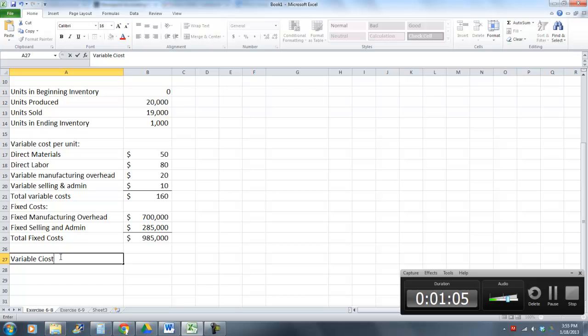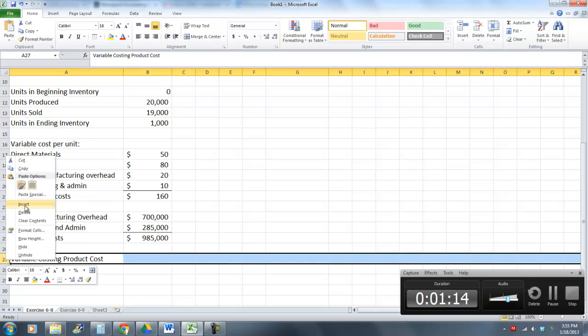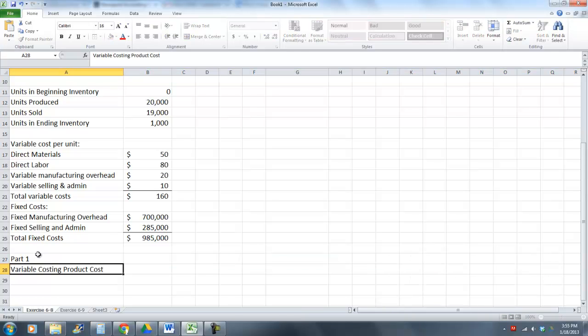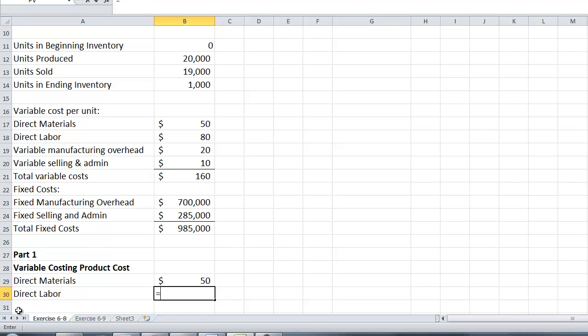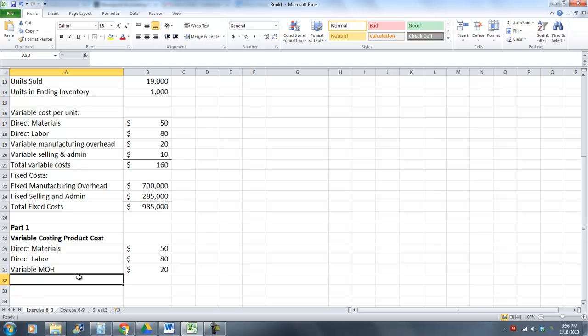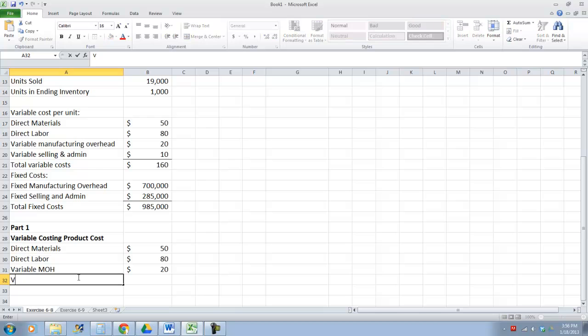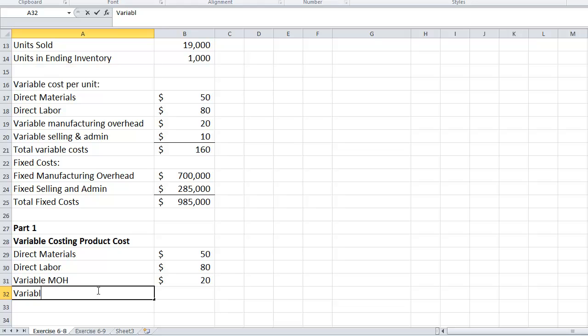Variable costing product cost. Part 1. Okay. So, in variable costing, we are going to include direct materials, and that's $50. And we are going to include direct labor, and that is $80. We are going to include variable manufacturing overhead, and that is $20. And this differs from absorption costing in that we are going to include only the variable manufacturing overhead. So this is our variable product cost. So we're going to total these.